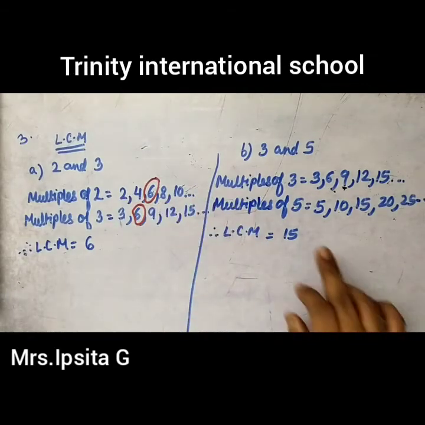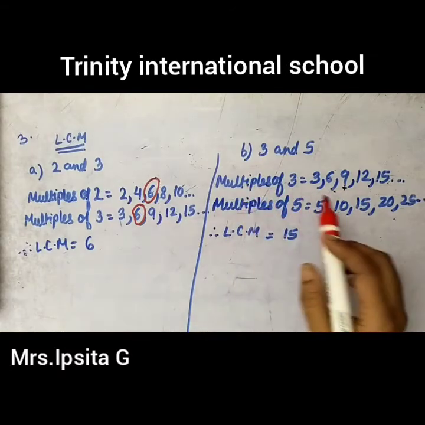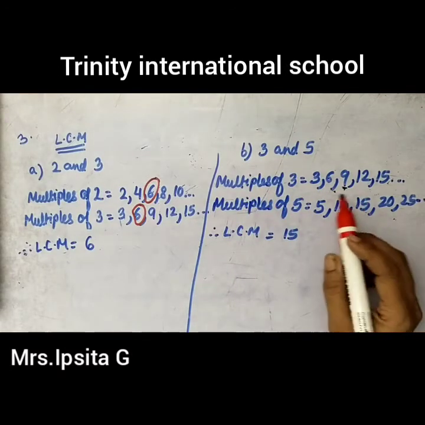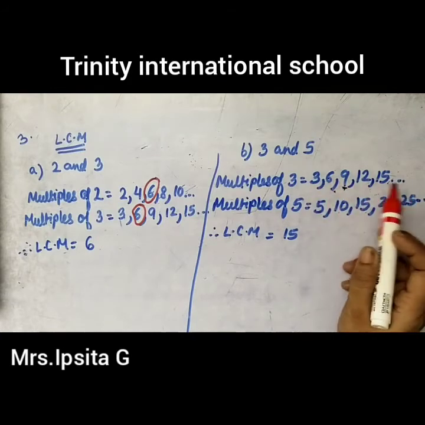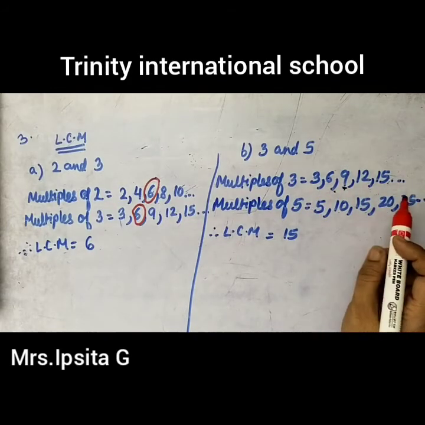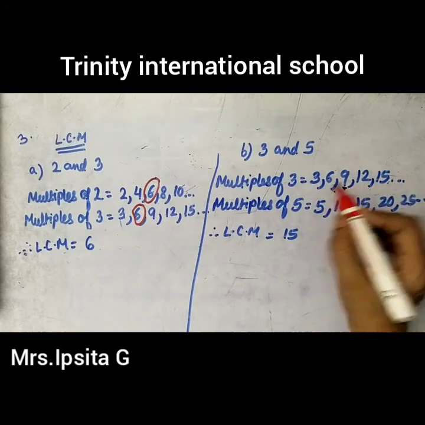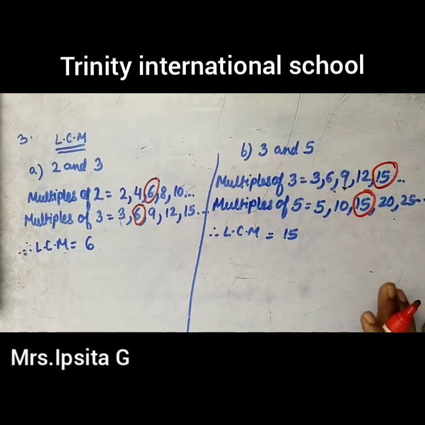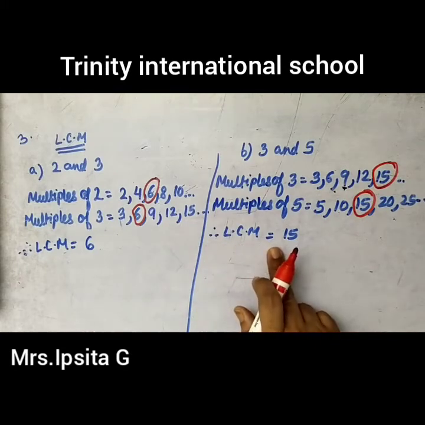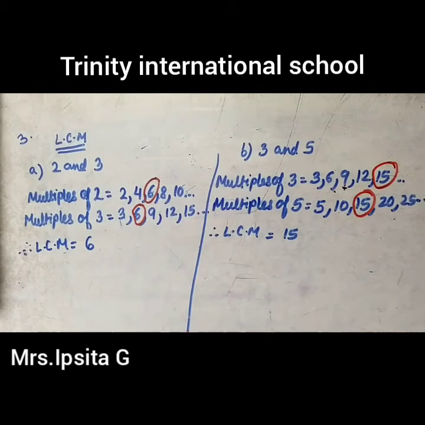Now again see the second one, you have to write the multiples of 3. So here we have written 3, 6, 9, 12, 15, 3 का table, 5 तक ही लिखा है. Then what you are going to find out? The common multiple. So here the first common multiple is 15. So LCM is 15. Okay. So in this way you can proceed for the next sums.